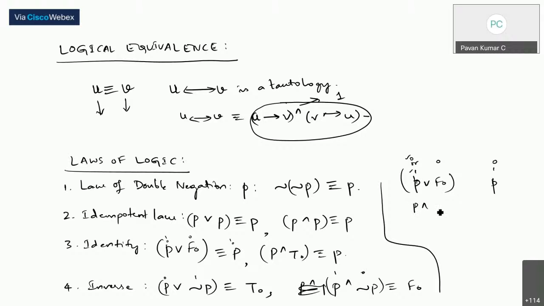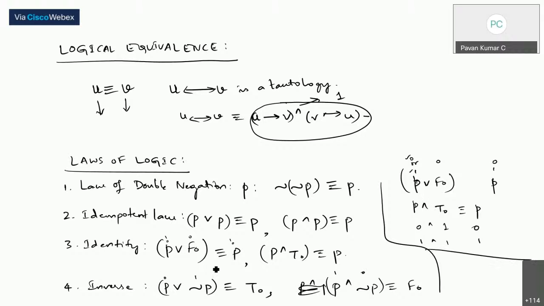Similarly, if you have P and T, this value is equivalent to P. This is also dependent on the value of P, because truth always has the value 1. If P has value 0, then 0 and 1 is 0, and P is also 0 in this case. If P is 1, then 1 and 1 is 1, and P is 1. That means T is acting as an identity element in the case of the AND logical connector.